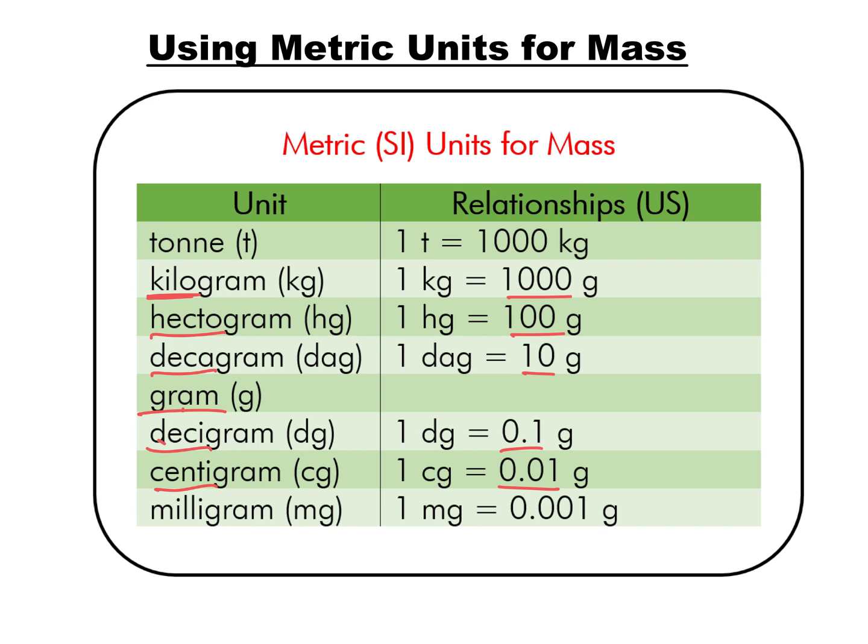Think of the relationship between meters and centimeters. 1 centimeter is 100th of a meter, just like 1 centigram is 100th of a gram. A milligram is 1,000th of a gram. That's true for mass. It's also true for distance, which is what we studied previously, measuring the length of something. Okay, so let's go ahead and do a few examples.